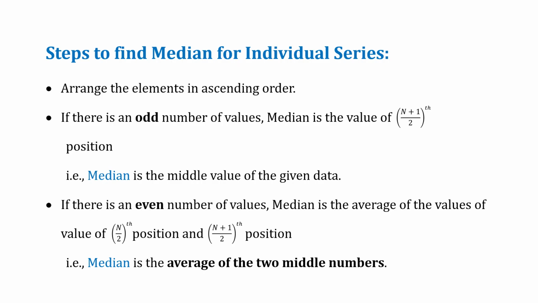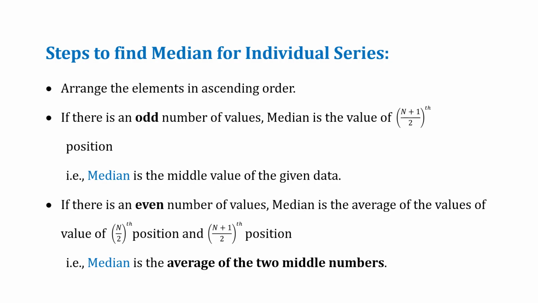Now, let us see the steps to find the median for an individual series. First, we arrange all the given observations either in ascending order or descending order. So, most preferably, we will arrange the data in ascending order. Next, we will count the total number of observations and denote it by capital N.